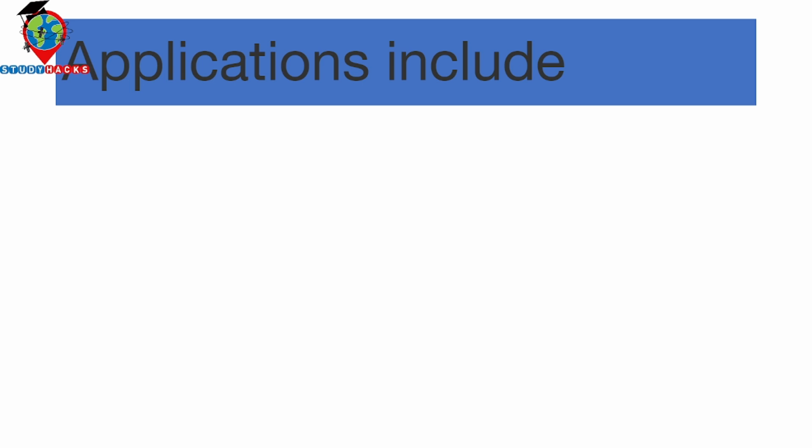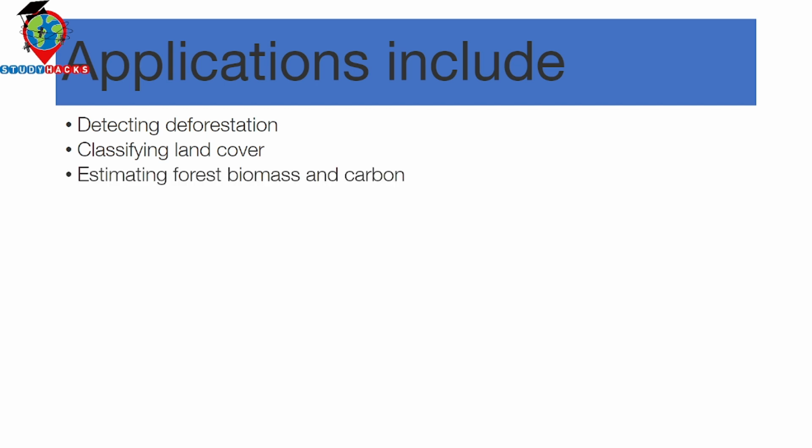Any kind of remote sensing analysis we can easily do in the Google Earth Engine platform. Any kind of remote sensing analysis. It can be detecting deforestation. It can be classifying land cover and land use mapping. It can be estimating forest biomass and carbon. It can be mapping the world's roadless areas.